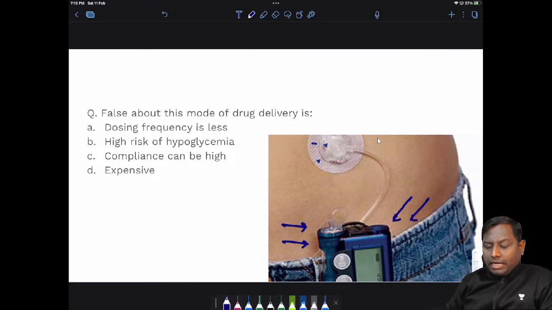Can you tell me what kind of machinery is this? What is going on here? If you want, I can give you a hint. This is a diabetic patient. False about this mode of drug delivery system is: dose frequency is less, high risk of hypoglycemia, compliance can be high, it can be expensive. What is false?